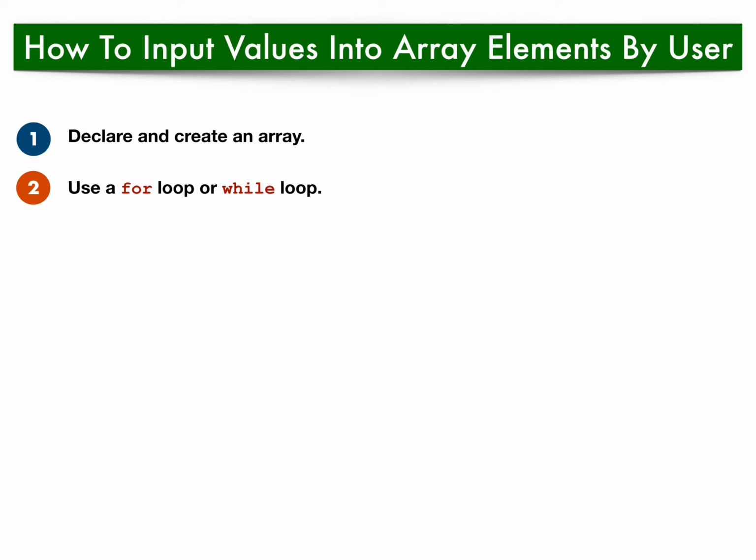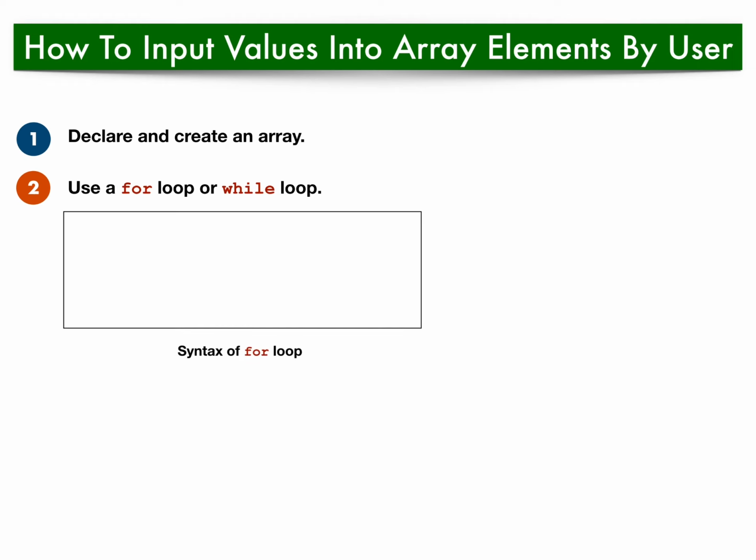Let me explain the syntax of both these loops. First is the for loop. A for loop has a concise syntax for writing loops. The for loop statement starts with the keyword for, followed by a pair of parentheses enclosing the control structure of the loop. This structure consists of initialization, condition, and update counter. The control structure is followed by the loop body enclosed inside braces.